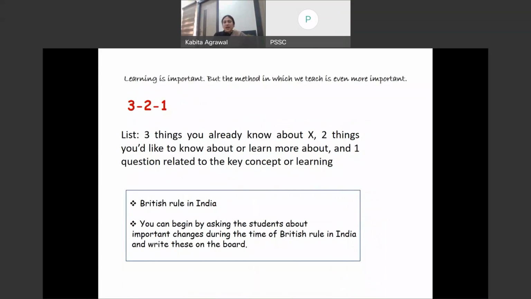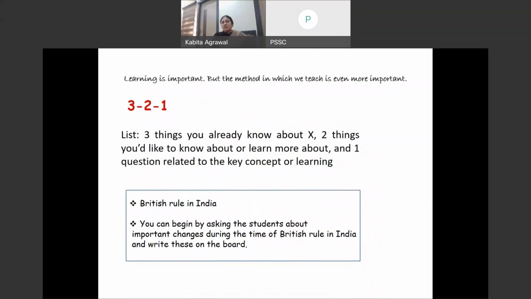3, 2, 1. Again, a technique which is familiar to most of us. 3 things which you already know about a particular thing. Like maybe I have taken here the example of British rule in India. So 3 things which they know about this period, British rule in India. 2 things they would like to know more about during this period. What happened?